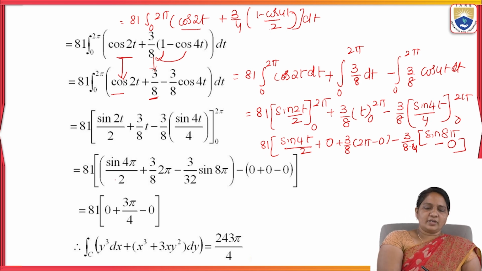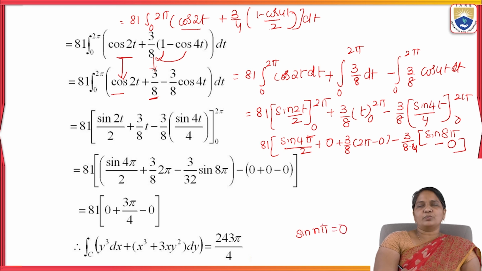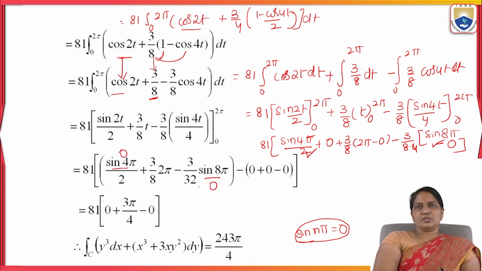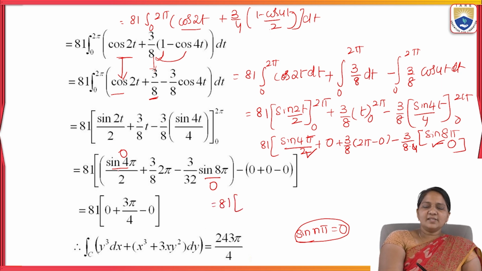Now 81 into sin 4 pi by 2 plus 0, and 3 by 8 into 2 pi. Already we know that sin n pi is 0. So sin n pi is 0 means here sin 4 pi is 0 and sin 8 pi is 0. So this value is 0 and this value also 0. Now we are going to substitute here: 81 into this term is 0. Next, here we are cancelling the 3.